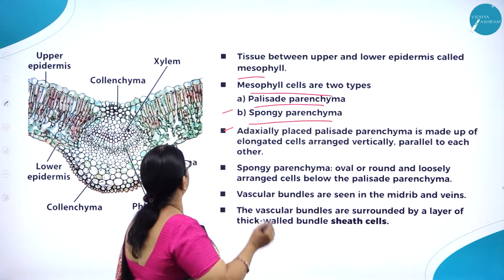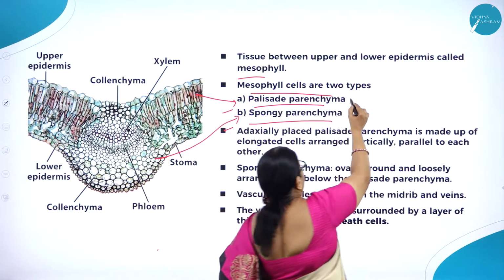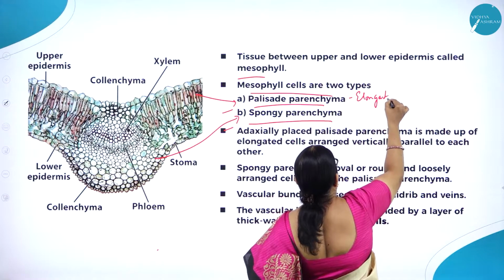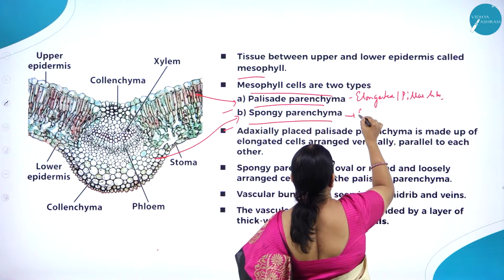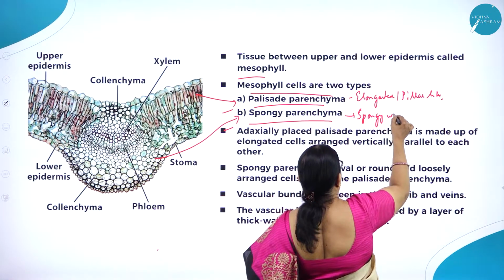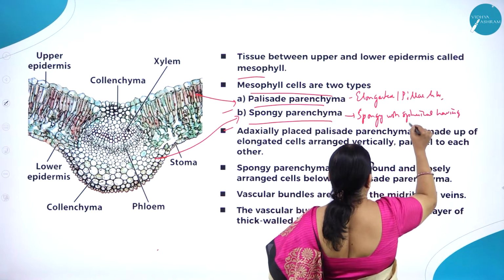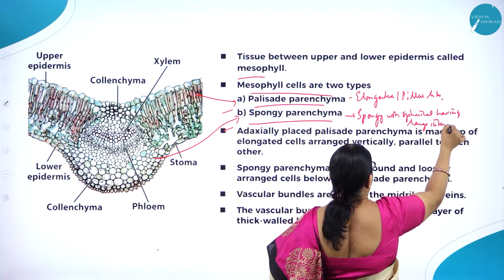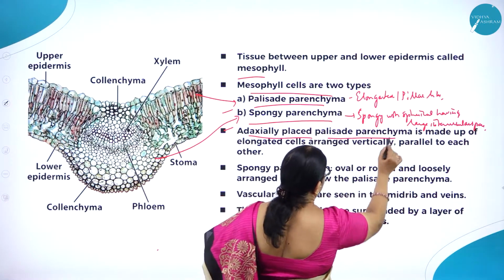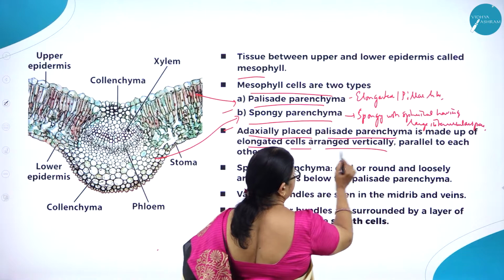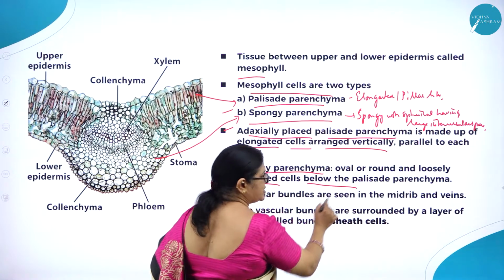How do you differentiate the palisade? This is the palisade and these are the spongy. They are elongated, pillar-like. This one is spongy, with spherical cells having large intercellular spaces. Adaxially placed palisade parenchyma is made up of elongated cells arranged vertically, parallel to each other. Spongy parenchyma are oval or round, loosely arranged cells below the palisade parenchyma.